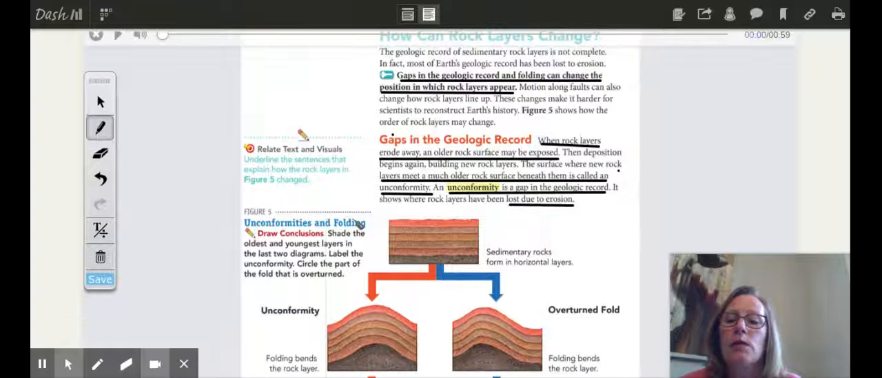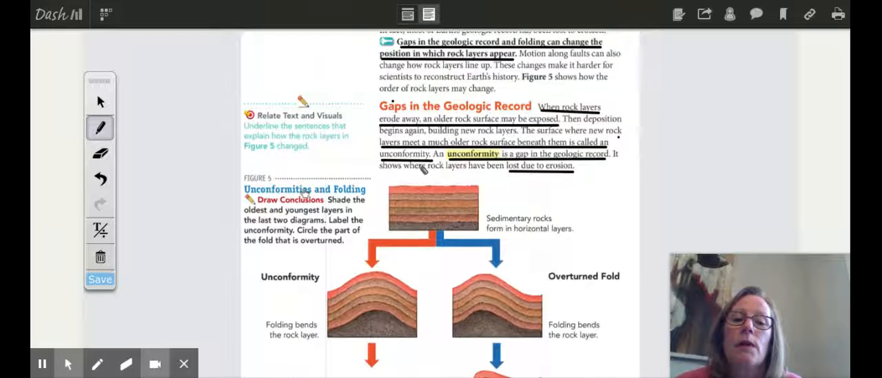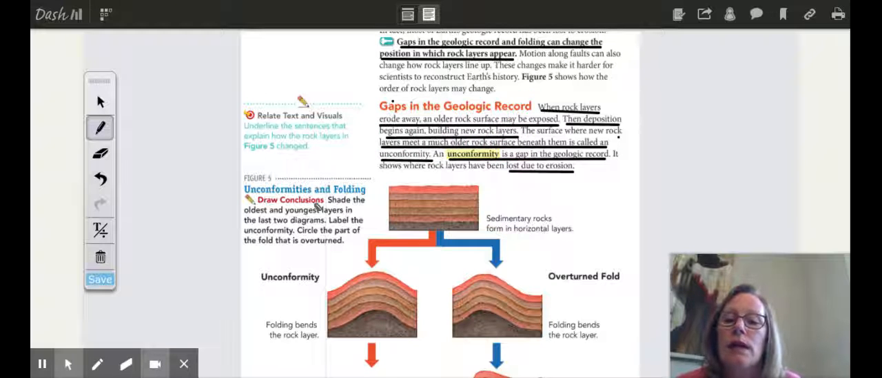And then here, relate text and visual. Underline the sentence that explains how the rock layer is in figure 5. Well, right here, we've already kind of done that. It's due to the rock layers, then deposition begins. We can underline that one too. The layer erodes away and the old is exposed. Then deposition begins, building new rock layers on top. So that's what this one right here is asking you about.